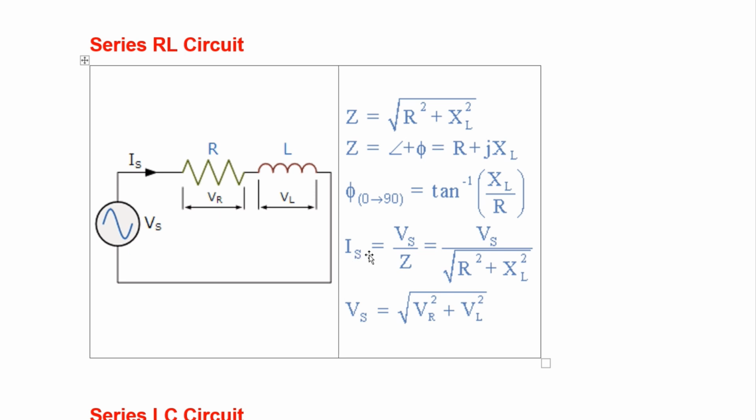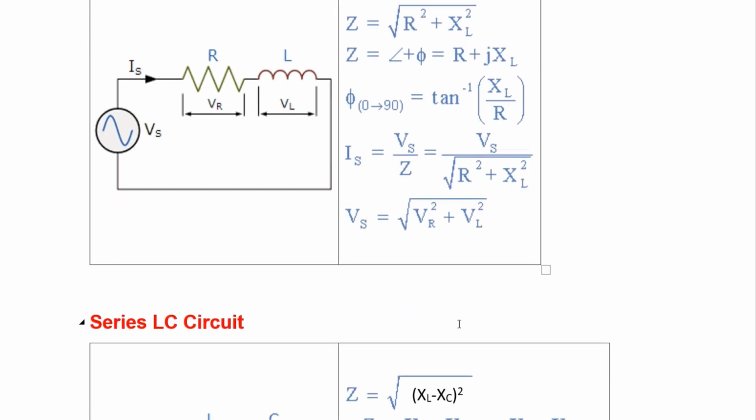Is, that is source current, is equal to source voltage divided by impedance, and that is equal to Vs upon square root of R square plus XL square. Vs, that is source voltage, this is a very important relationship. The source voltage is not the straight algebraic sum of VR and VL, but it is a vector sum basically, and that is equal to square root of VR square plus VL square. So Vs is the vector sum of VR and VL, and that is why here we have squared these two, and we have taken the square root of the sum.